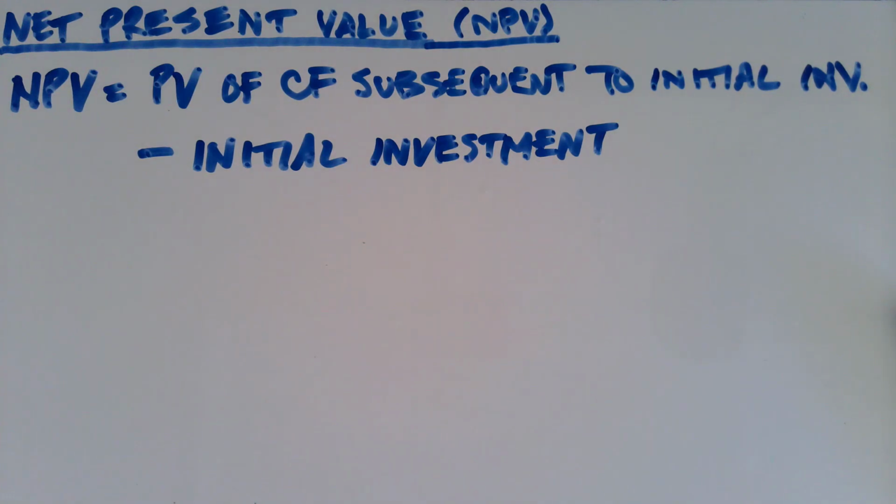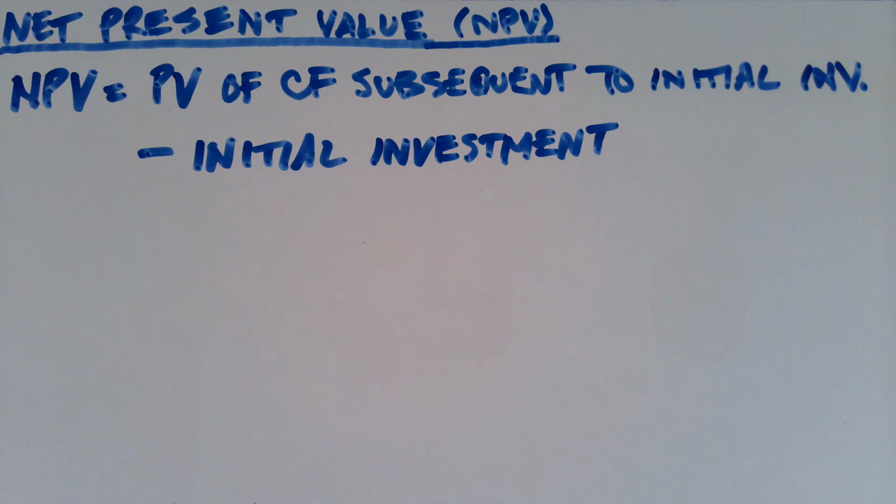Let's start with net present value, otherwise known as NPV. NPV is defined as the present value of cash flows subsequent to initial investment minus initial investment. Oh my goodness, with all these words, you would think this was defined by an accountant, but it's not. Now, we can make this easier.